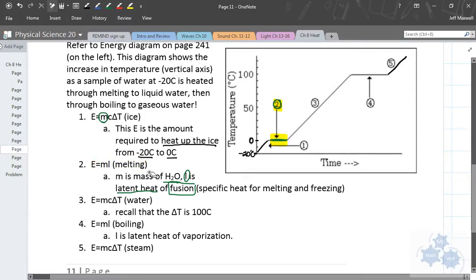All right, section number 3. Section number 3 is the heating of the water. So the temperature is changing. You see how the temperature is changing from 0 all the way up to 100. So we're going to use E equals mc delta T. There's the temperature change, and that's going to be for water. The delta T is the change in temperature from 0 to 100, so that's 100 degrees. When we heat the water all the way up to the boiling point, it represents a change of 100 degrees Celsius. So that's section number 3.